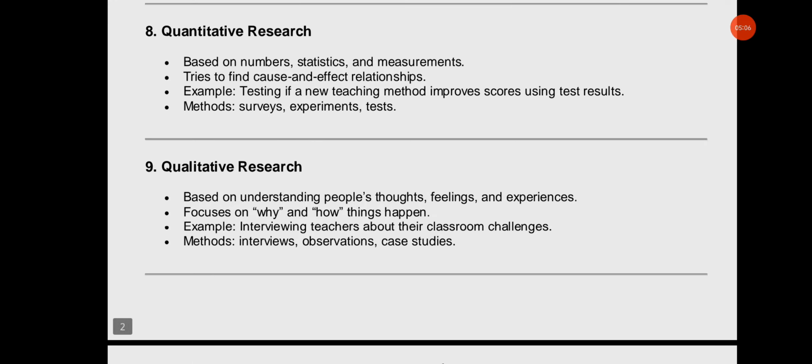Number 8, quantitative research. Based on numbers, statistics, and measurements, it tries to find cause and effect relationships. For example, testing if a new teaching method improves scores using test results. Methods like surveys, experiments, tests.